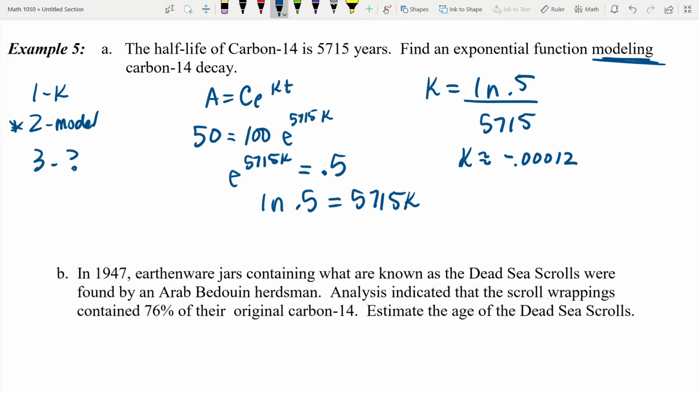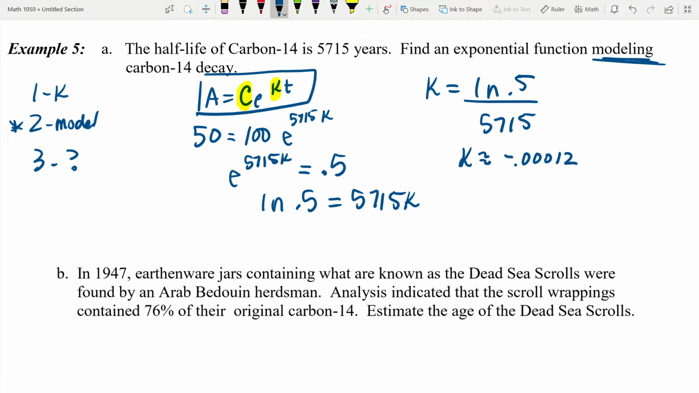Okay. Am I surprised that my k is negative? Is that surprising? Why not? It's a half-life. It's going smaller, smaller, smaller. Okay. They want the model. Guys, look. Here's my model. Put in whatever the C is and put in whatever the K is. The problem is, I don't know what C is.